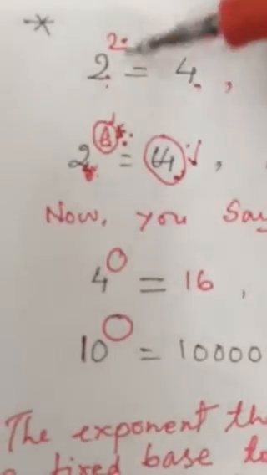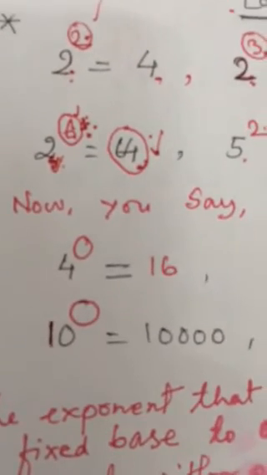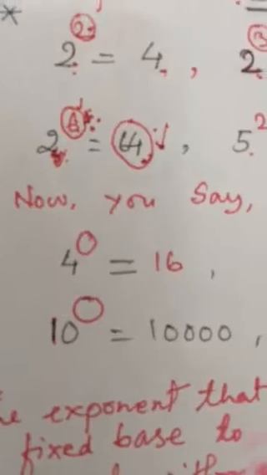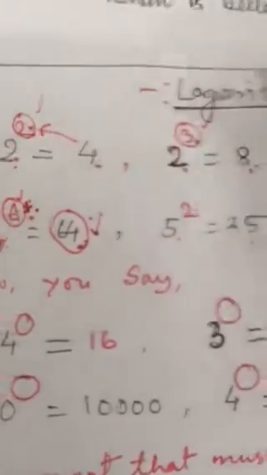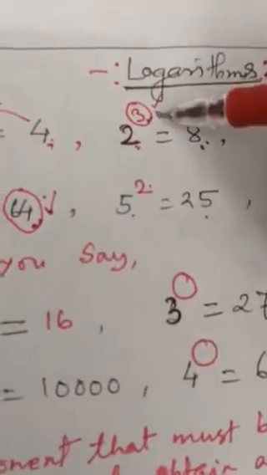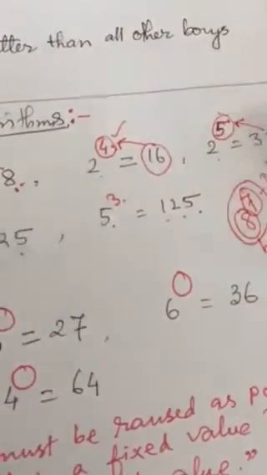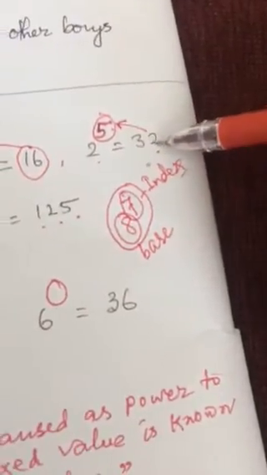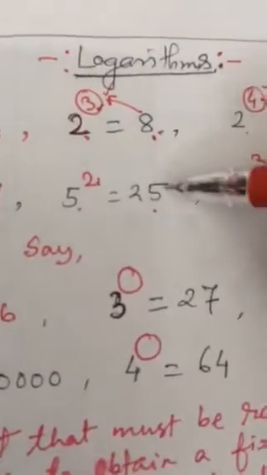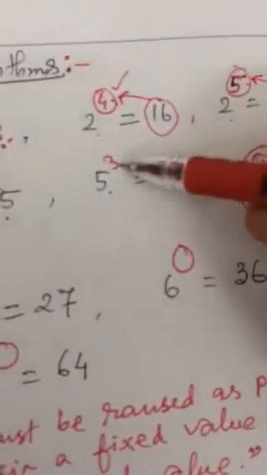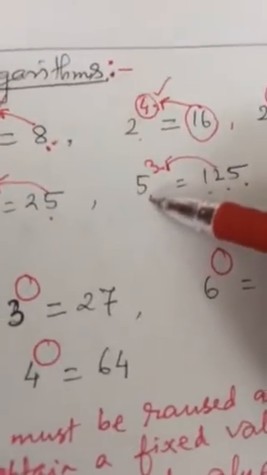It means this exponent, this 6, is called the log of this value. Try to understand. This 2 is called the log of 4. This 3 is called the log of 8. This 4 is called the logarithm of 16. This 5 is called the logarithm of 32. This 6 is called the logarithm of 64. This 2 is called the logarithm of 25. And this 3 is called the logarithm of 125, to a fixed base.